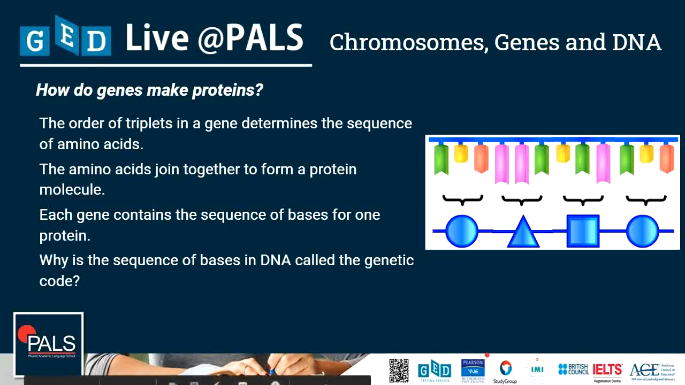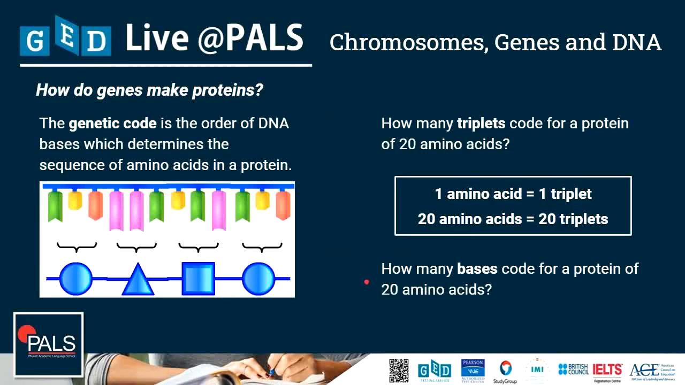So why is the sequence of bases in a DNA called the genetic code? How do genes make proteins? The genetic code is the order of DNA bases which determines the sequence of amino acids in a protein. How many triplets code for a protein of 20 amino acids? So 1 amino acid is equal to 1 triplet. So 20 amino acids equals 20 triplets.